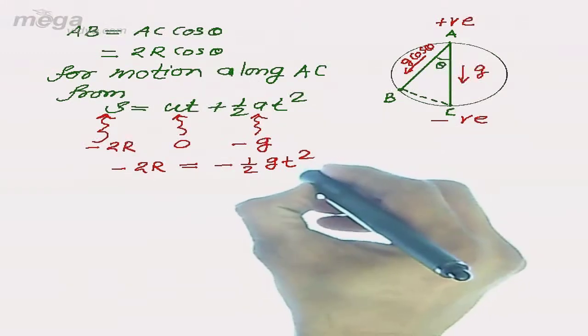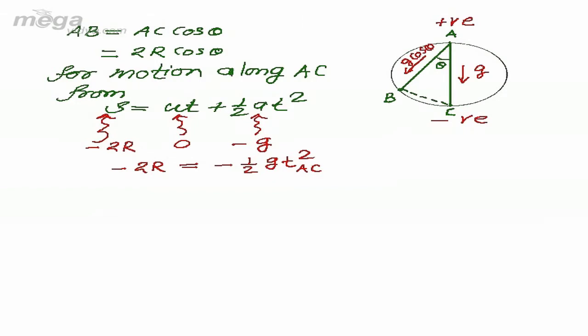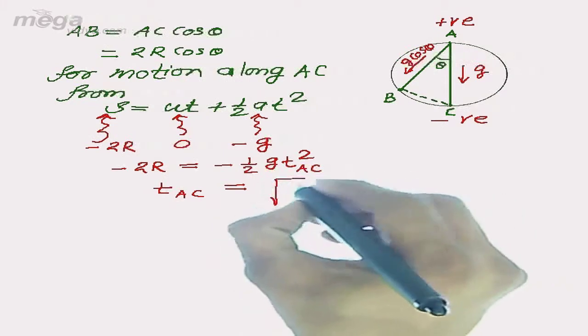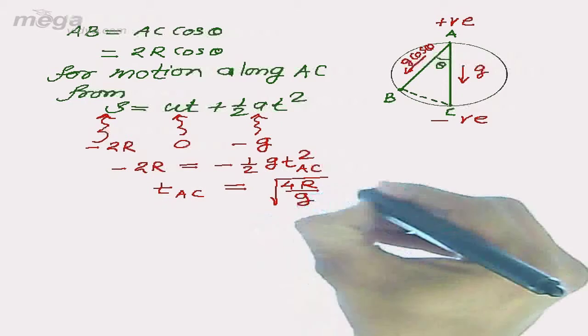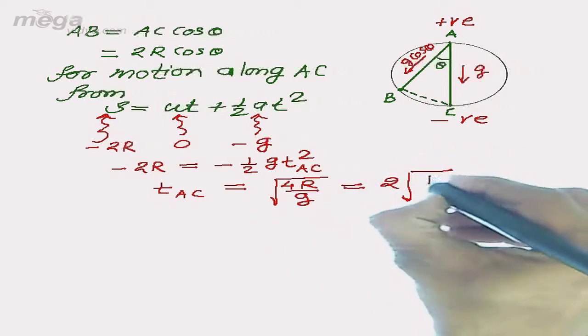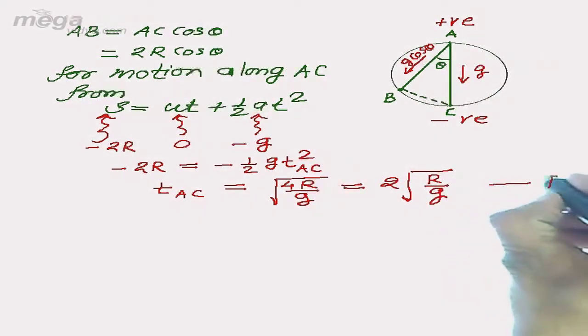You can say g t AC square. So the time taken to slide from A to C becomes under root 4r upon g, or equal to 2 times under root r upon g. This is equation number 1.